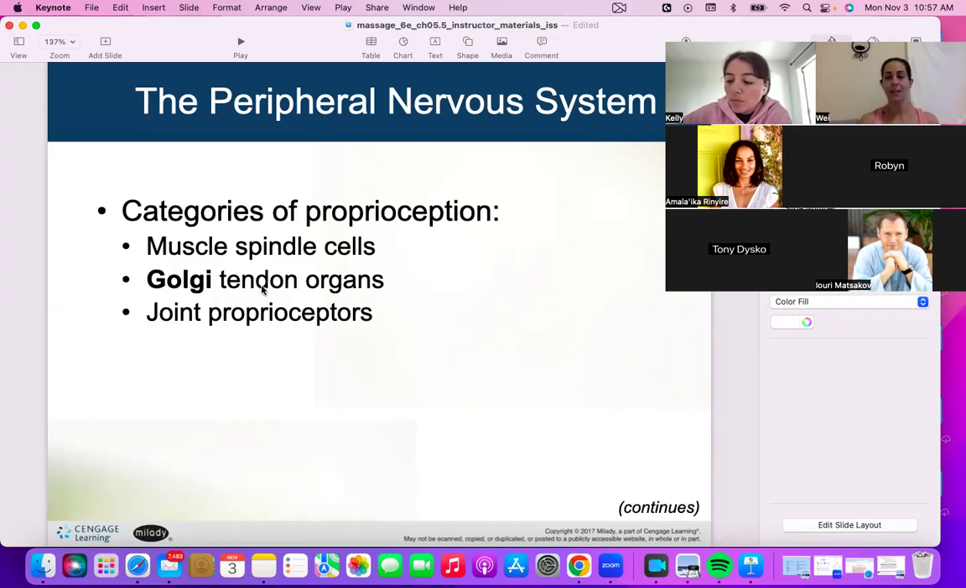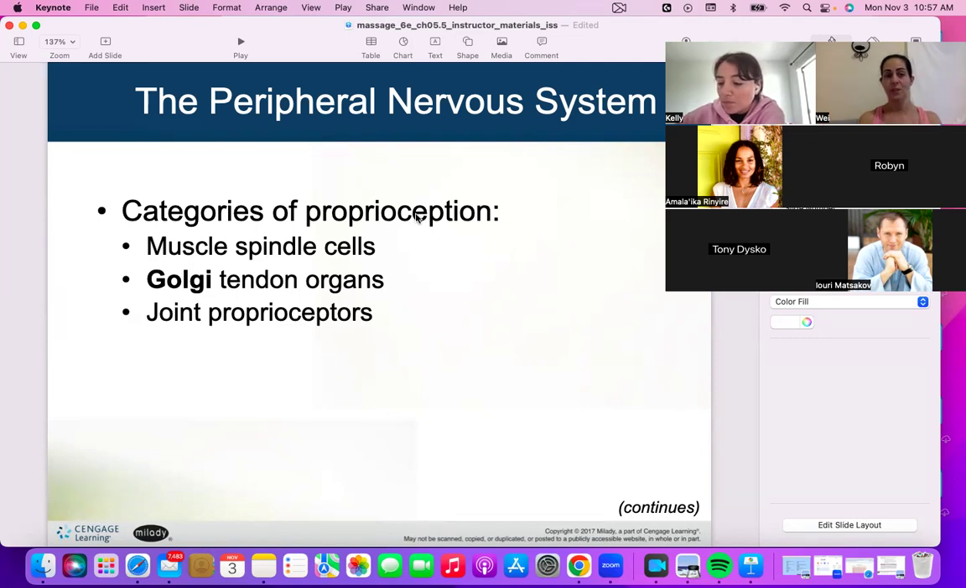They're sensing a sudden change of length. And as a protective mechanism, the Golgi tendon organs are going to contract the muscle to protect it from tearing or overstretching. Same thing with the muscle spindles, but the location is different. They're located more in the belly of the muscle, and they also feel the pressure or change of length in the muscle. And that's how we feel through these organs.